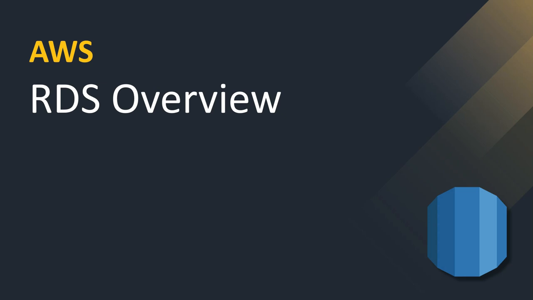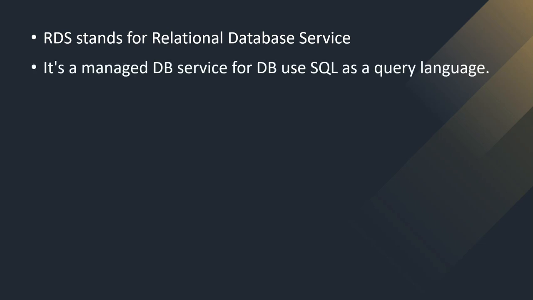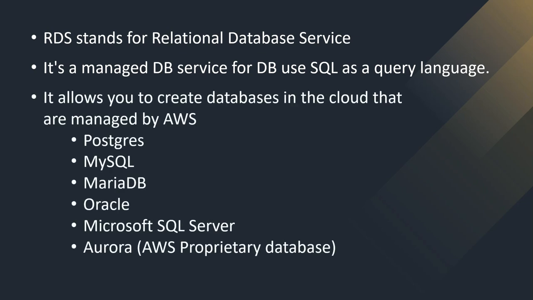In this session, I'm going to talk about AWS RDS. So let's get started with an overview of AWS RDS. RDS stands for Relational Database Service. What it means is that it's a managed database service for databases that use SQL as a query language. SQL is a structured language to query databases. It's very well adapted and it's running on many engines. It allows you to create databases in the cloud, and these databases will be managed by AWS, and you get a lot of benefit from it.